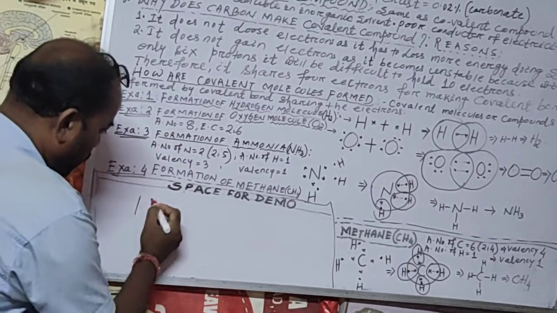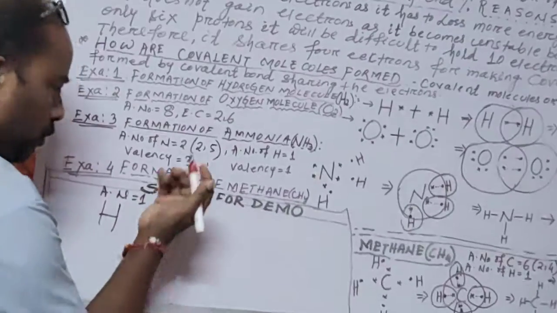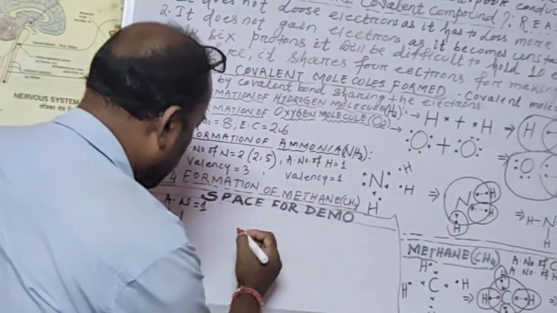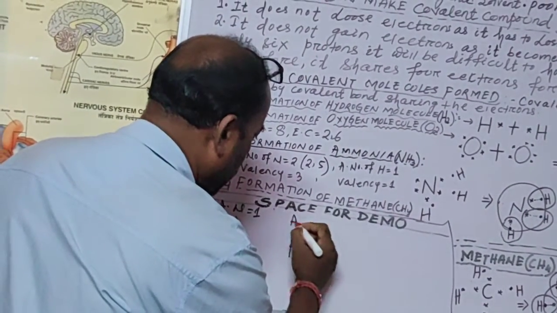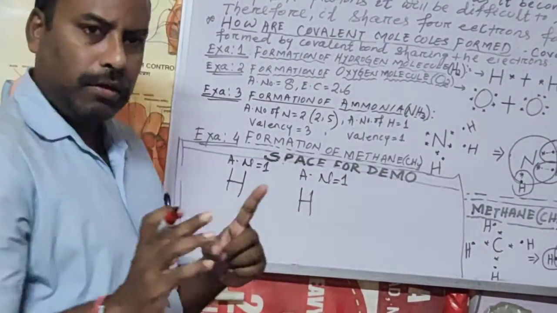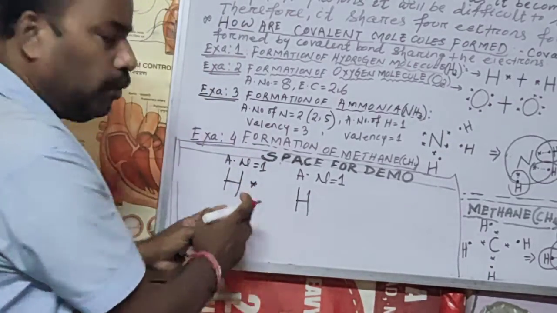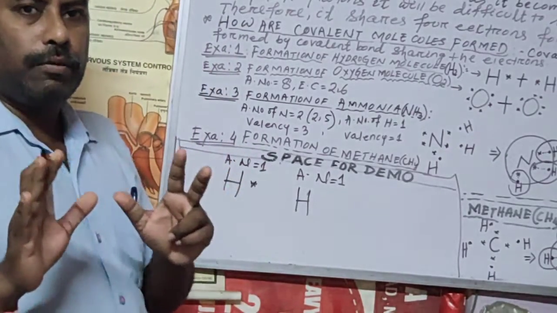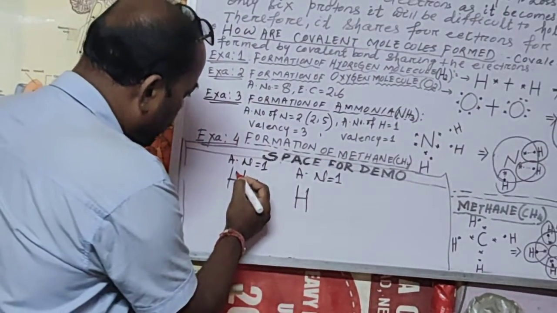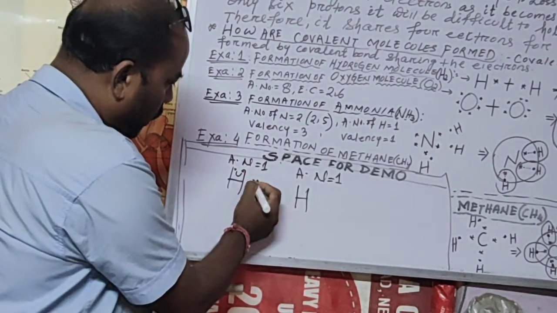Now you see hydrogen. Hydrogen atomic number how much? 1. And its electronic configuration will be 1. That means it has only one orbit. Another hydrogen is there, its atomic number also 1. It has one electron also. But it needs at least two electrons to complete its outermost orbit. So it is very sad, because it has only one electron.